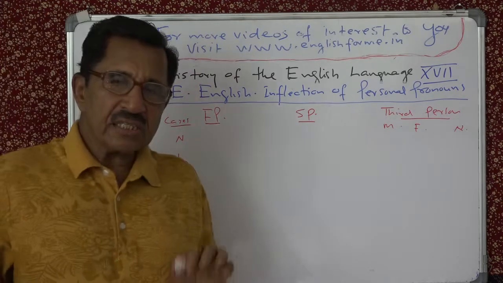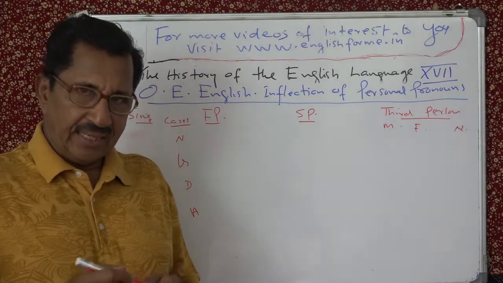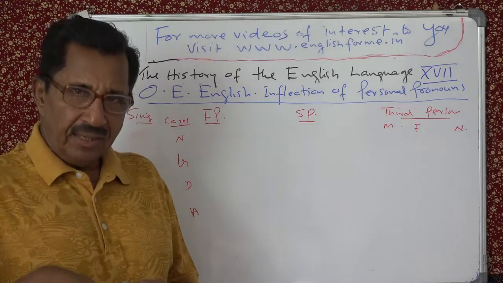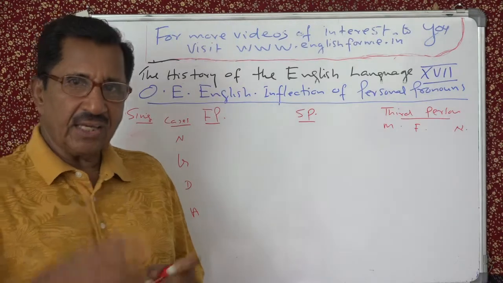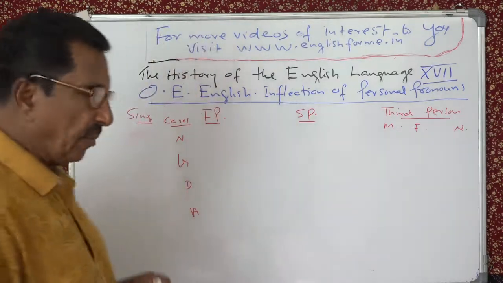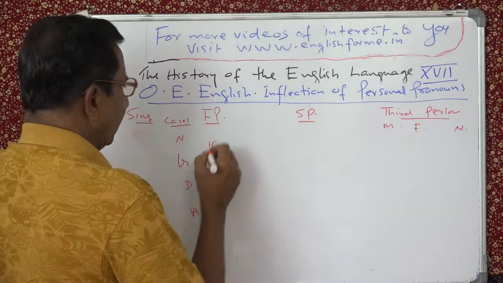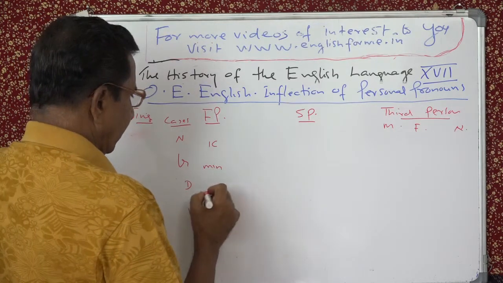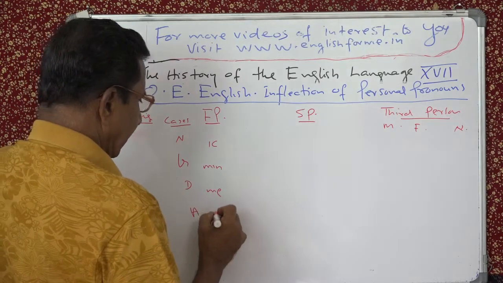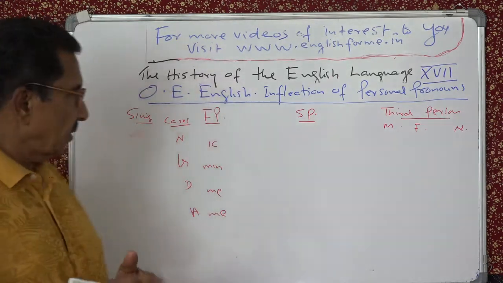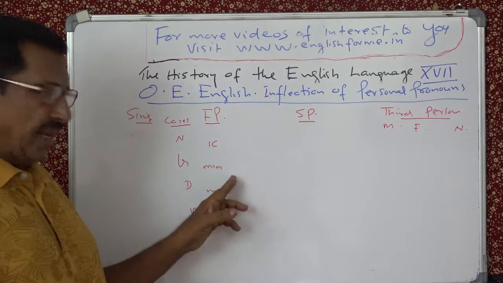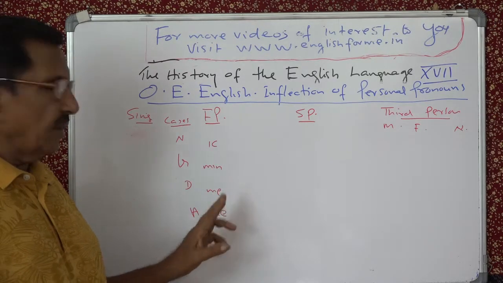So in first person singular, today we have I, my or mine, me, me. The equivalent in Old English is ic, min, me, me. So that's it. Our modern English equivalent is I, mine or my, me, me. Same.